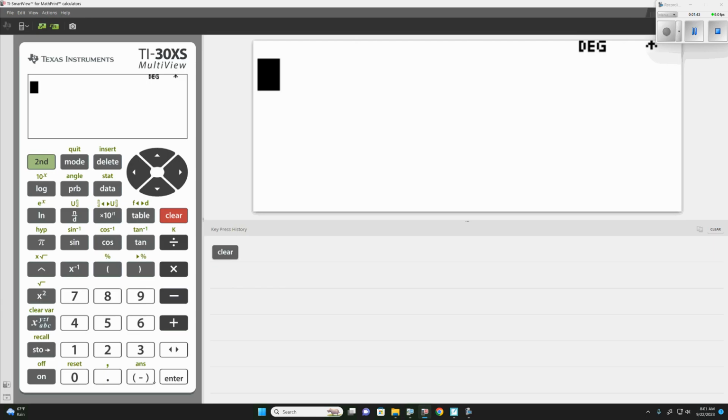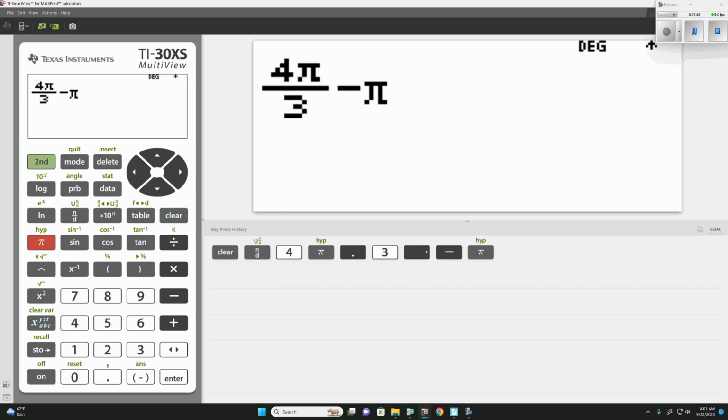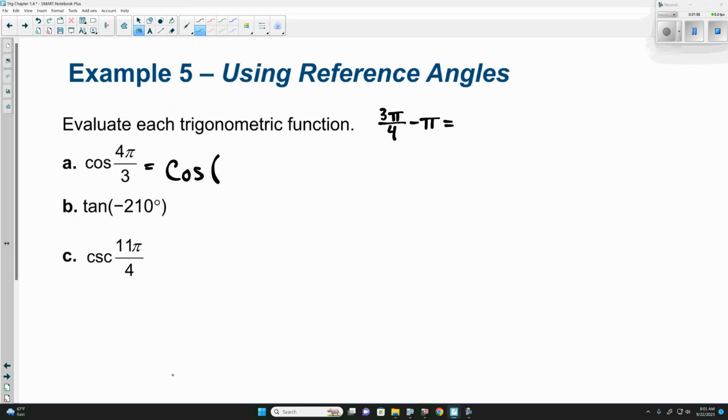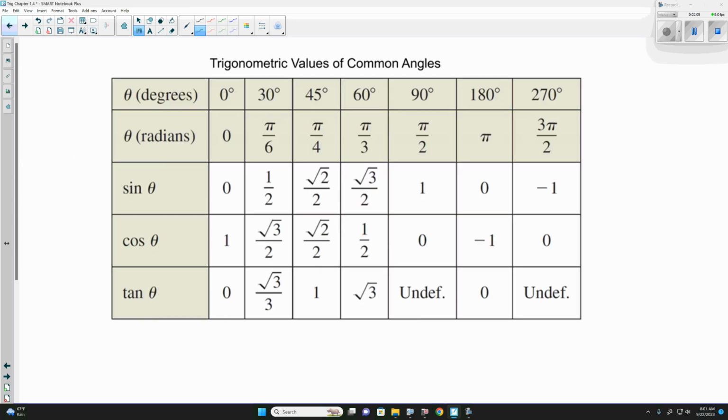Now the TI-30X, we can do 4 pi over 3 minus pi, and it will do it in terms of pi. Now we get cosine of pi over 3. Now I can come back to the previous slide. I see pi over 3.